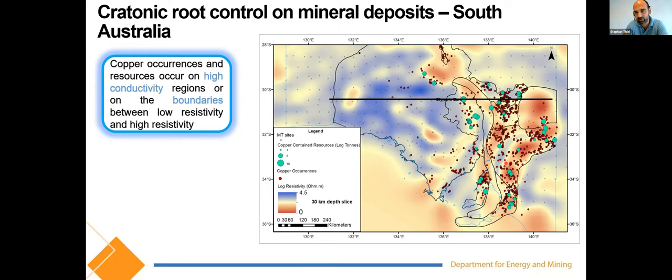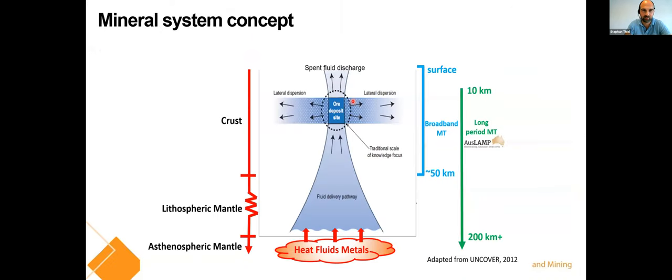We have some other copper deposits, also sedimentary copper across this area. Again, the correlation is really quite remarkable, and I will show a cross section across it from west to east across this entire area to show you what it looks like across the entire lithospheric scale of that system. And this all feeds into the mineral system concept.